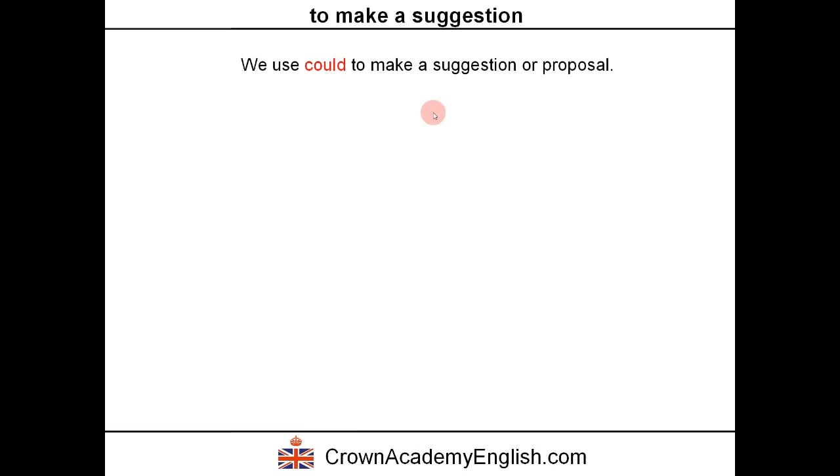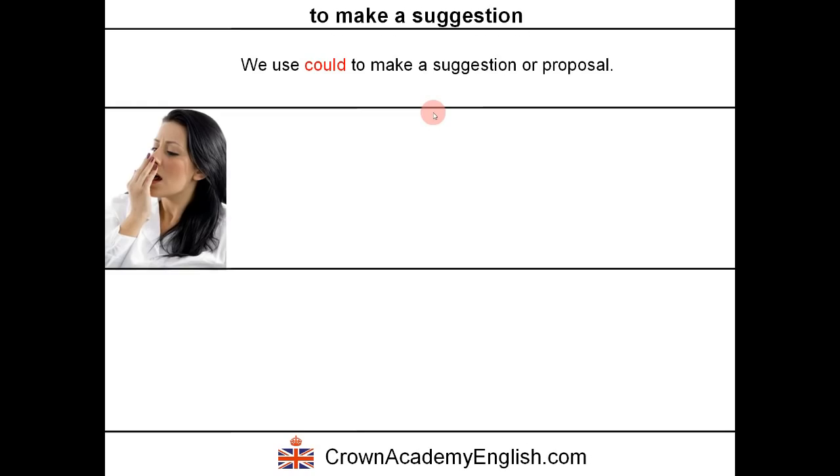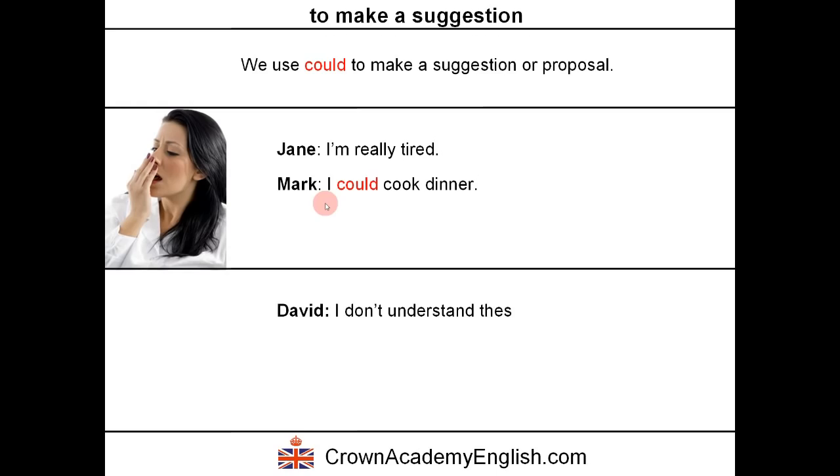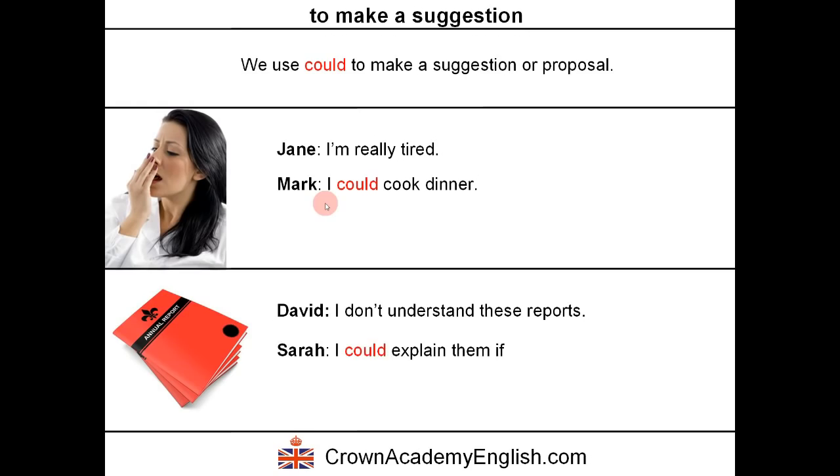To make a suggestion. So we use could to make a suggestion or proposal. So Jane says, I'm really tired. So Mark suggests, I could cook dinner. So Mark is making a suggestion, he's saying, I could cook dinner. David says, I don't understand these reports. So Sarah suggests, I could explain them if you want. Okay, so to make a suggestion. This is a very polite way of doing it.